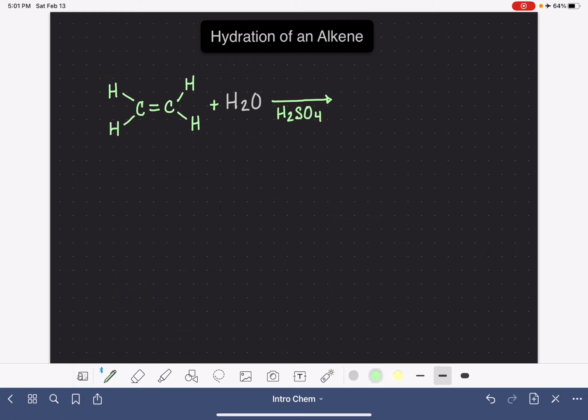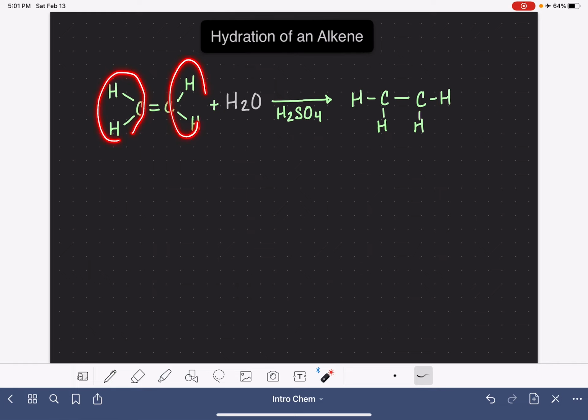The products of this reaction are similar to the hydrohalogenation reaction and the halogenation reaction. Our carbon-carbon double bond will be converted to a carbon-carbon single bond. All of the things that were originally attached to the carbon atoms are going to continue to stay attached to the carbon atoms, and we'll be forming two new bonds to the carbons of the alkene. The new bonds that we're forming are a bond to a hydrogen and a bond to an OH. We sometimes call that an OH group.